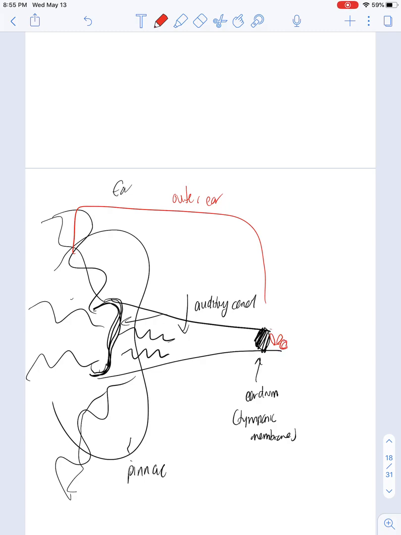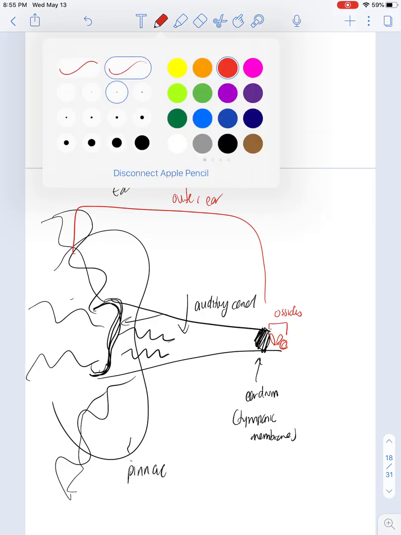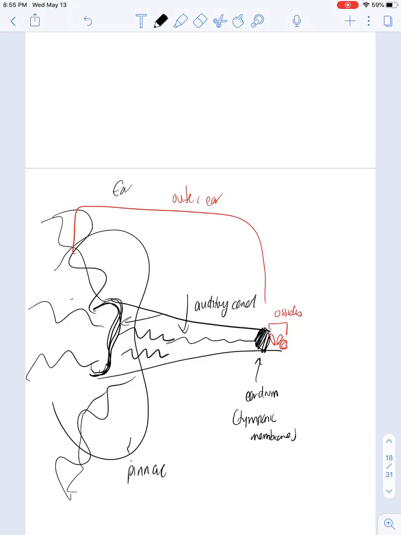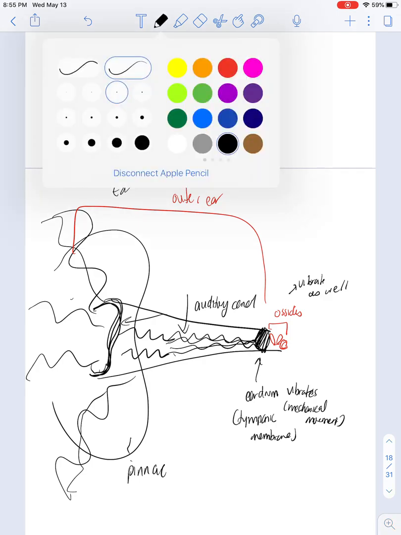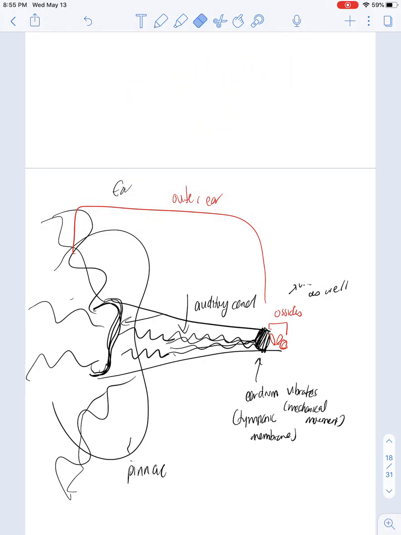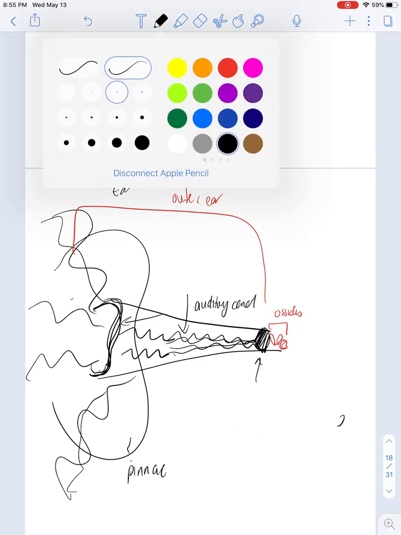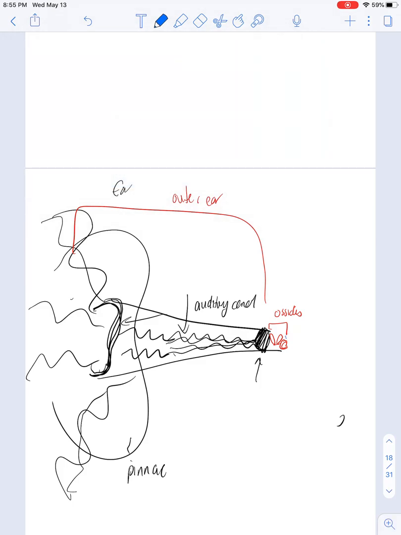And there are 3 bones attached to each other. They're really small bones, and the bones are called the ossicles. When the sound wave hits the eardrum, the eardrum vibrates, and when it vibrates, it's called mechanical movement. When the eardrum vibrates, the ossicles vibrate as well. The ossicles are connected to a structure, and that structure is called the cochlea.